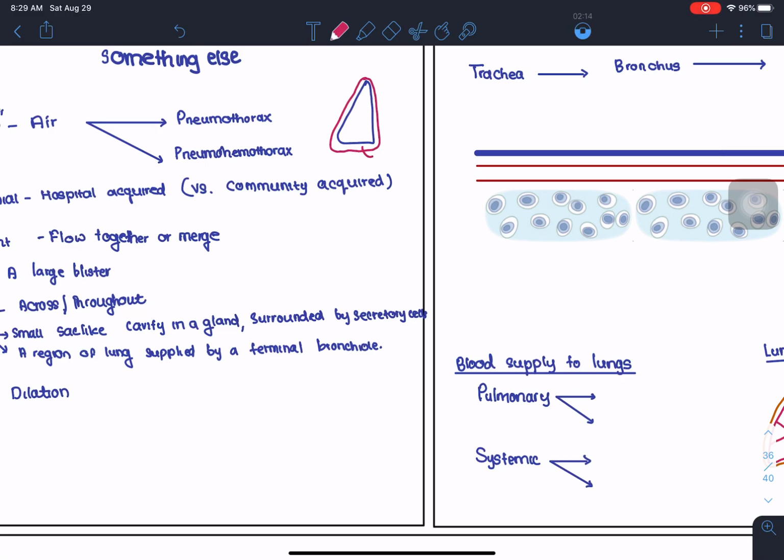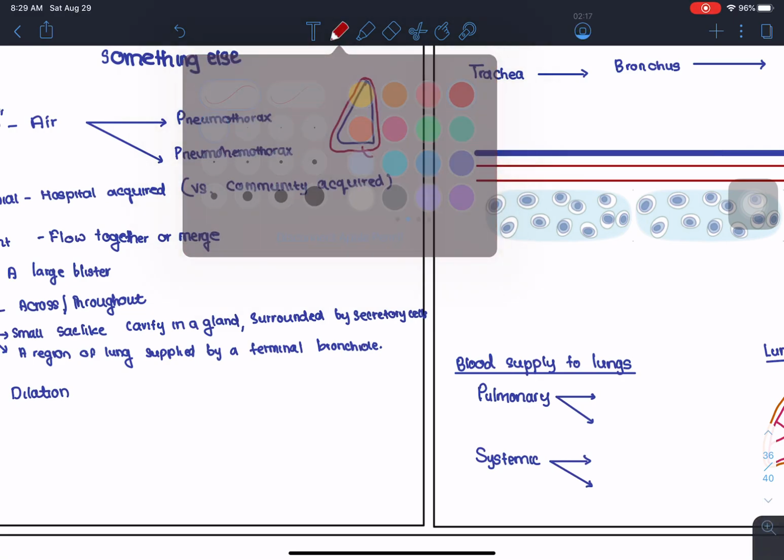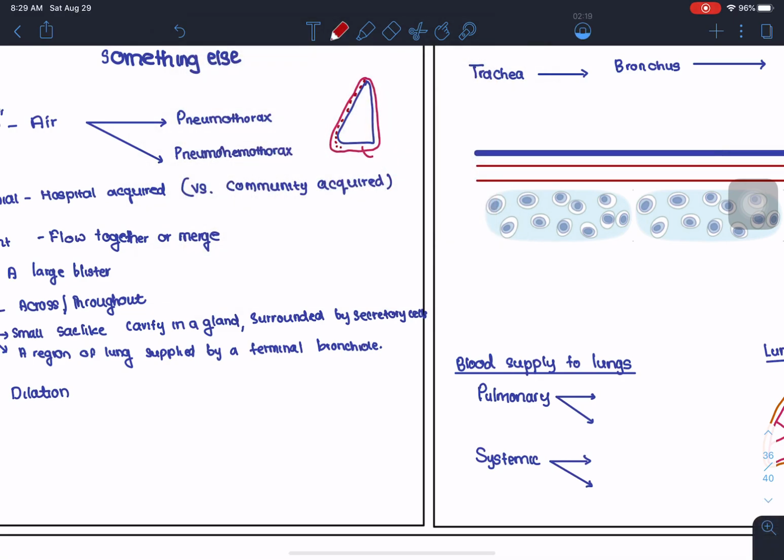What is hemothorax? Again, break down the words. It's blood accumulated in the pleural space.